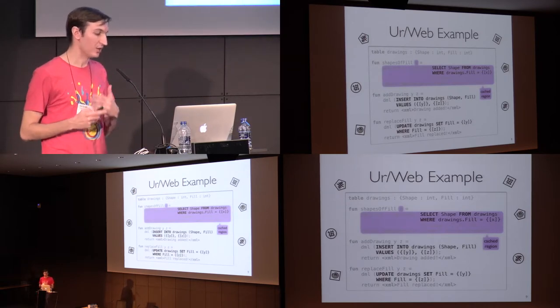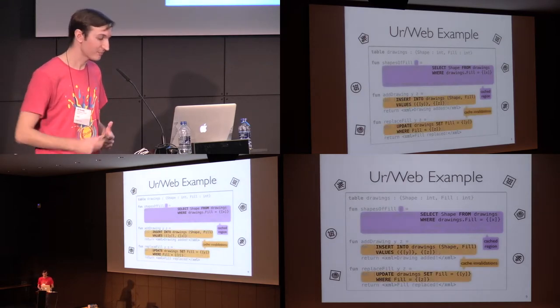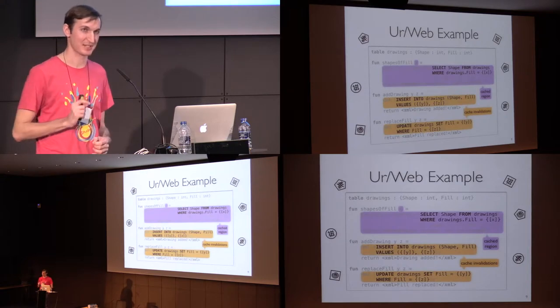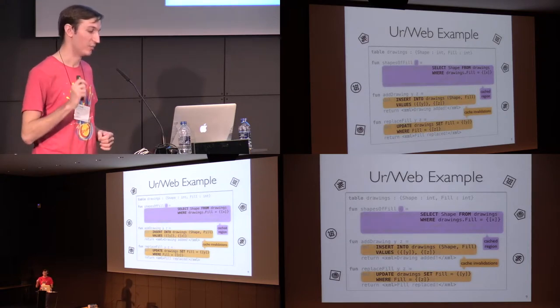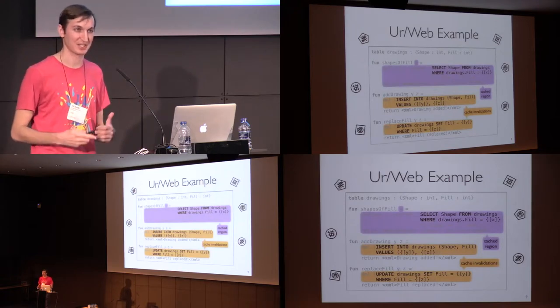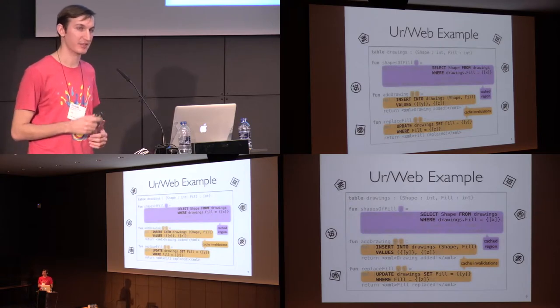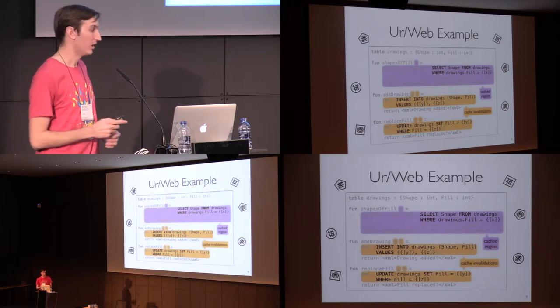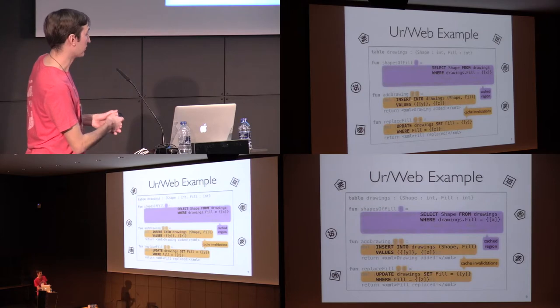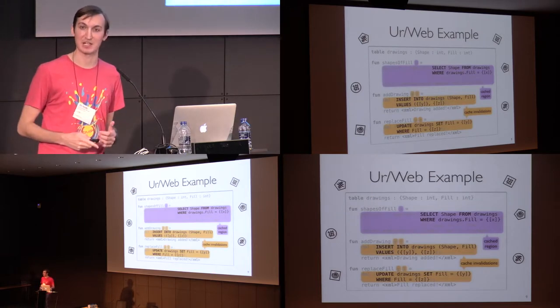SQL cache also needs to add invalidations to this cache when the database state changes. So there are two update statements that SQL cache is going to analyze against the query in the cached region to figure out what invalidations it's going to need to make. Those invalidations can be in terms of the free variables of the SQL updates. So in this case, Y and Z are UrWeb variables that appear in the update. So those might be used as part of the invalidations.